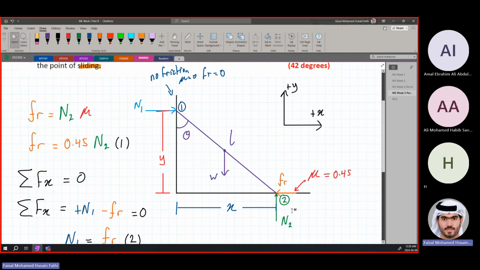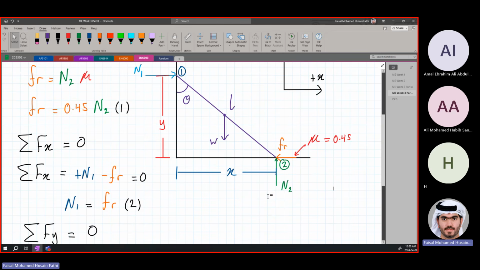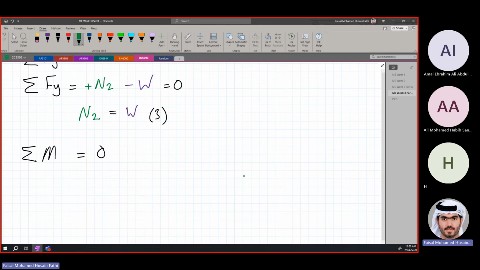Usually, when you want to choose a moment, you choose a point where you have so many forces acting directly. Why? Because that way you will be able to cancel out as many forces in your moment equation. These forces FR and N2, in this case, will have no perpendicular distance with point number 2. So we will be able to remove them from the calculation completely.